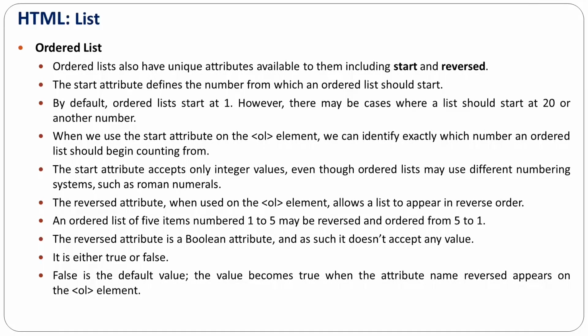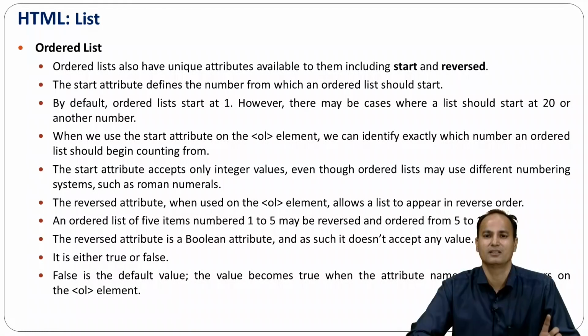The start attribute accepts only integer values, even though ordered lists may use different numbering systems such as Roman numerals as well. The reversed attribute, when used on the OL tag, allows a list to appear in reverse order. An ordered list of 5 items numbered from 1 to 5 may be reversed to go from 5 to 1. The reversed attribute is a Boolean attribute, and as such it doesn't accept any numerical value. It is either true or false.